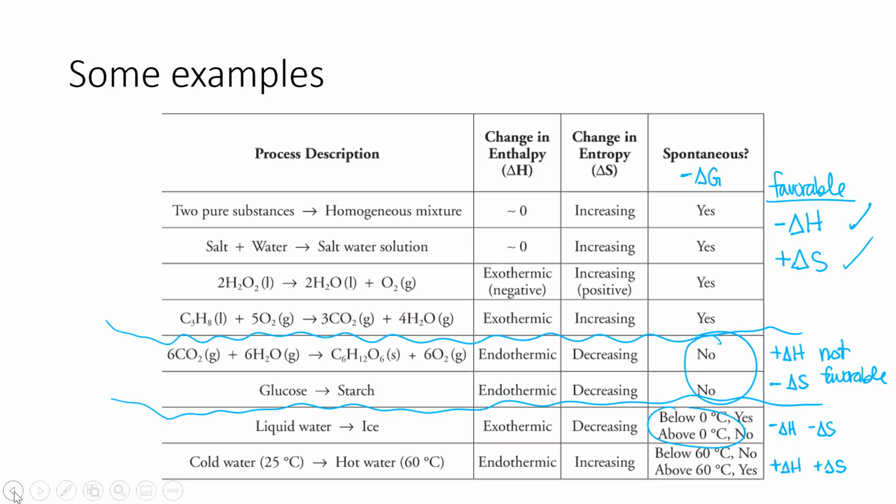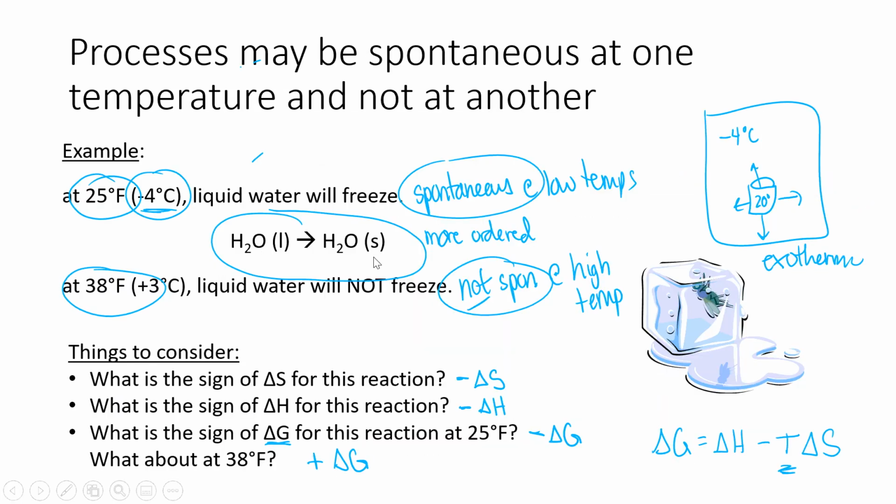Notice if we go back to our freezing example, this one had a favorable delta H. It's an exothermic process, but the entropy was unfavorable. And so this was a process that is spontaneous at lower temperatures, but not at higher temperatures. The water will freeze in your freezer, but not at room temperature. It's spontaneous at cold temperatures and not warm temperatures. So that's an example of this in action.